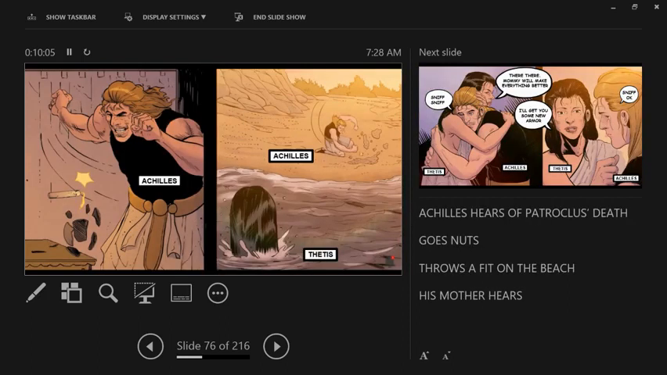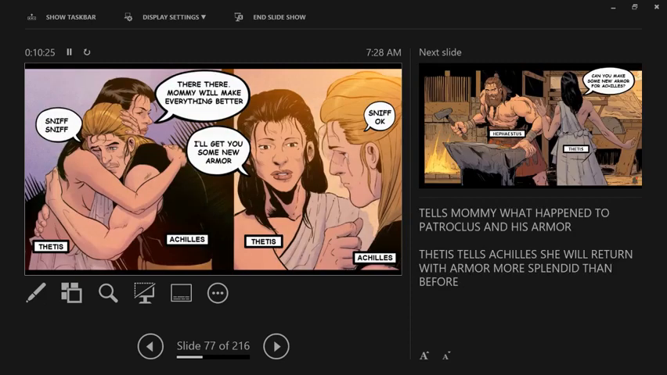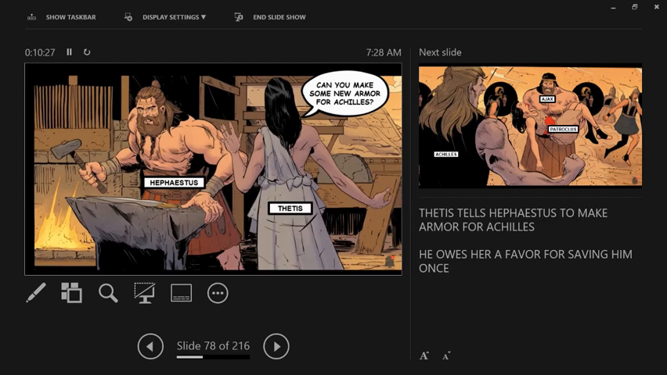When Achilles hears that his best friend for his whole life has been killed, he throws another fit. He's in a fit of rage. He is crying. He is tearing his hair out. He is on the beach, pounding the sand and wailing over the death of his friend. His mother, the goddess Thetis, hears him and comforts him and gets him new armor. So she goes up to Mount Olympus and gets Hephaestus to make new armor for Achilles.